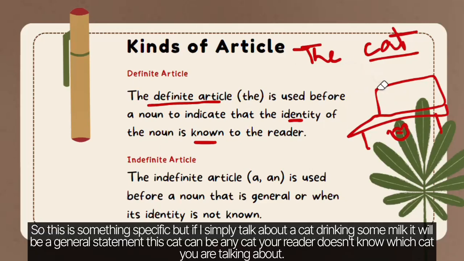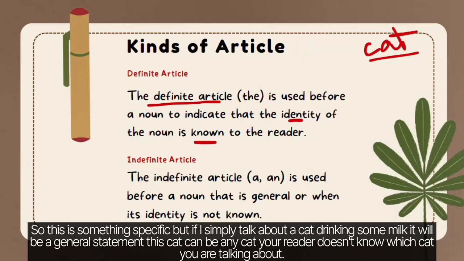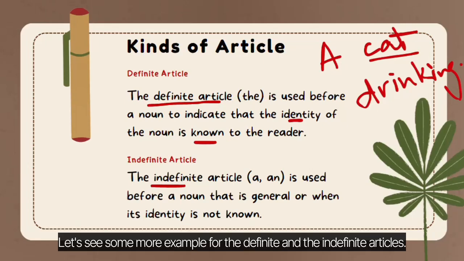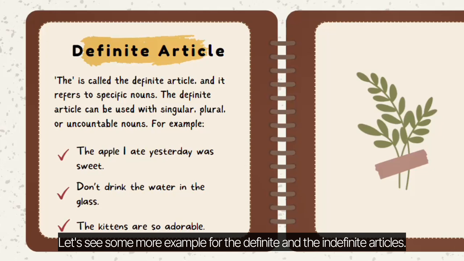But if I simply talk about a cat is drinking some milk, it will be a general statement. This cat can be any cat. Your reader doesn't know which cat you are talking about. So the indefinite articles a and an are used before a noun that is general or when its identity is not known. Let's see some more examples for the definite and the indefinite articles.